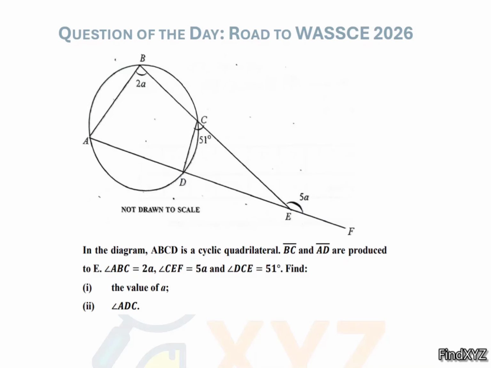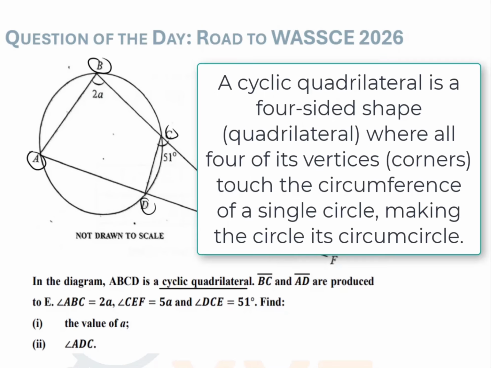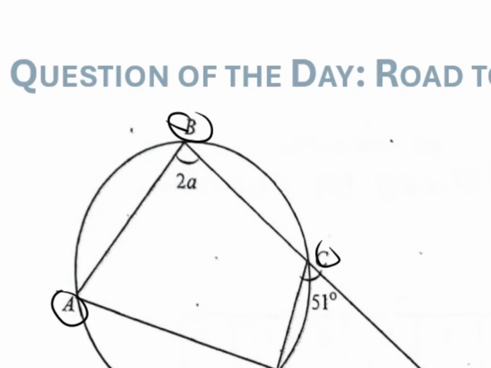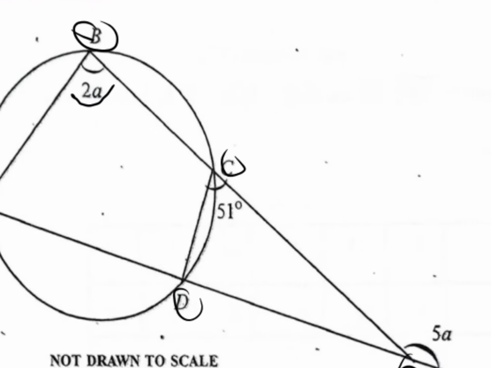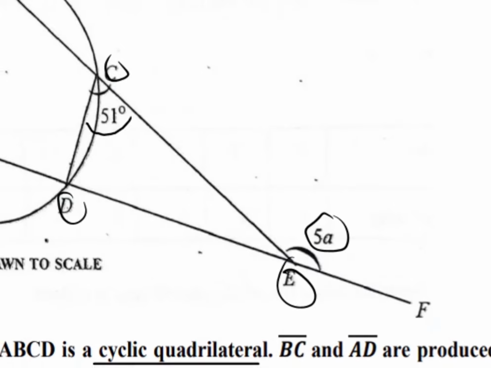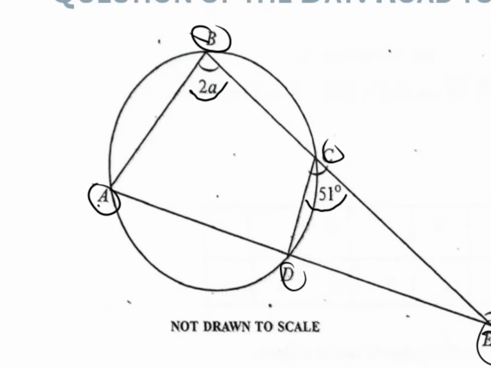In the diagram, ABCD is a cyclic quadrilateral, a quadrilateral in which all four points touch the circumference of the circle. We have been told that lines BC and AD are produced to E. Angle ABC is 2A, angle CEF is 5A, and angle DCE is 51 degrees. We are tasked to find the value of A and then angle ADC, this angle right here.